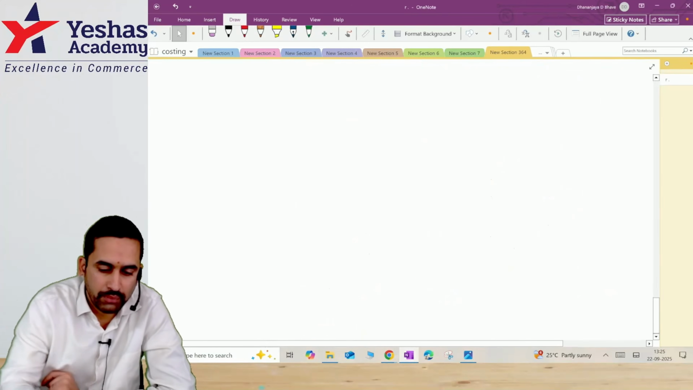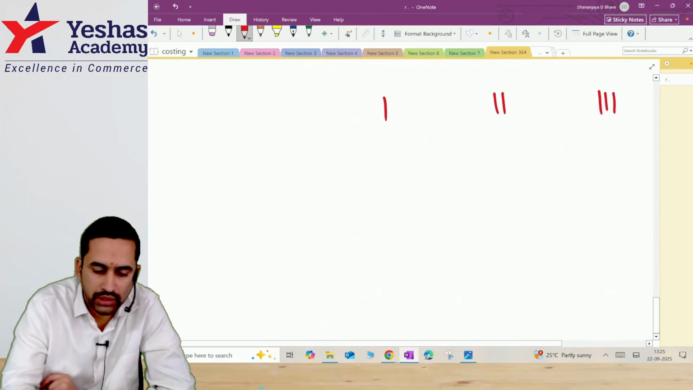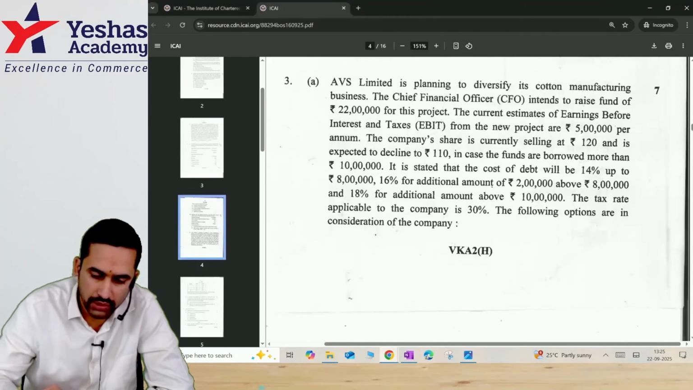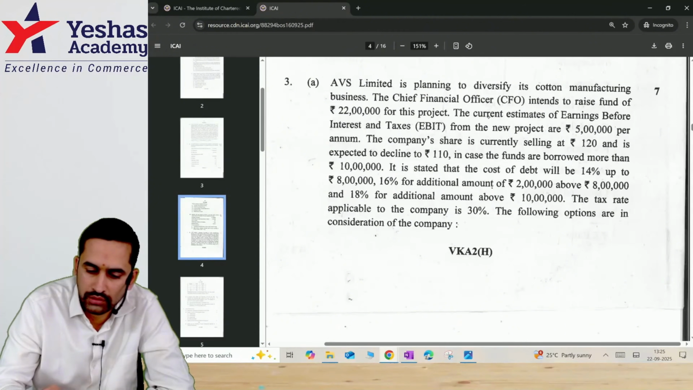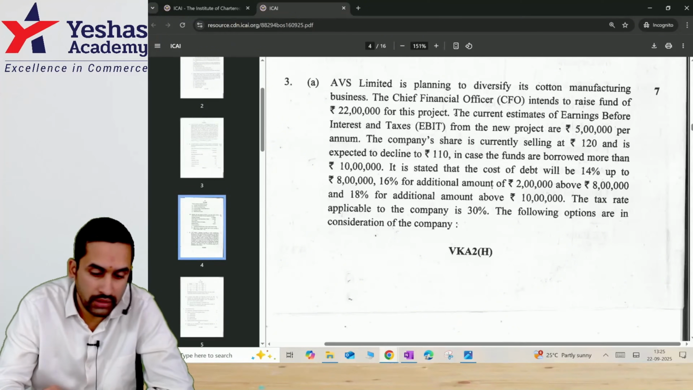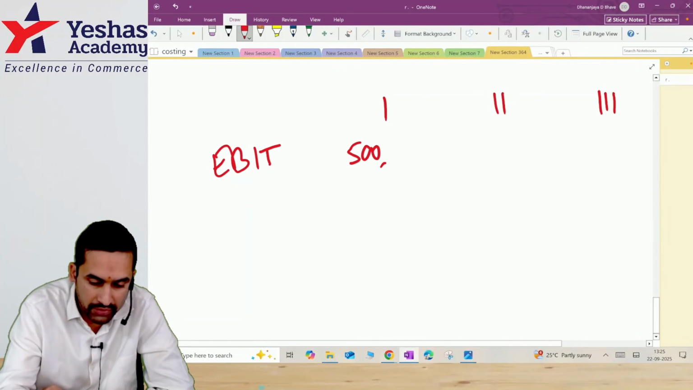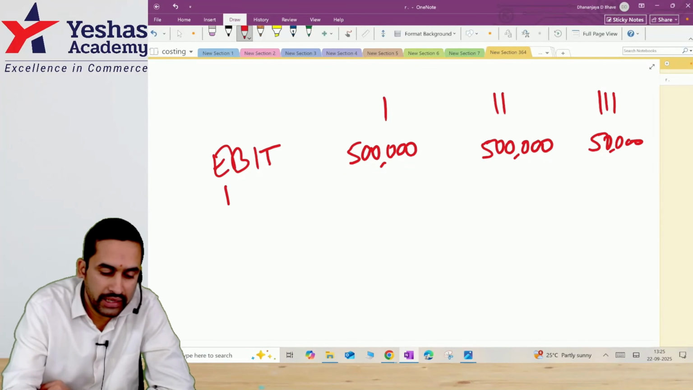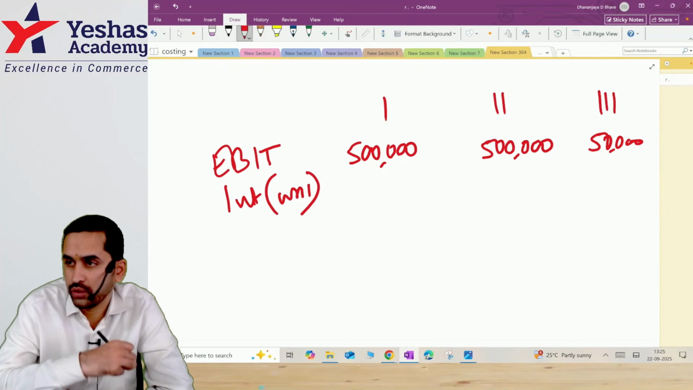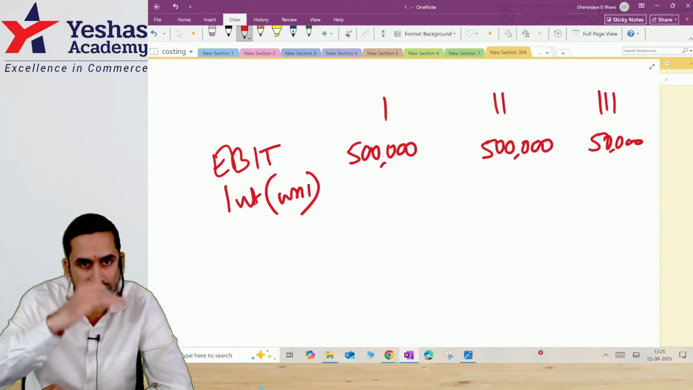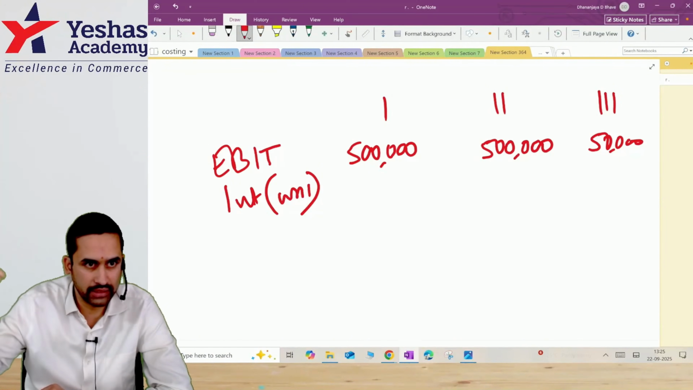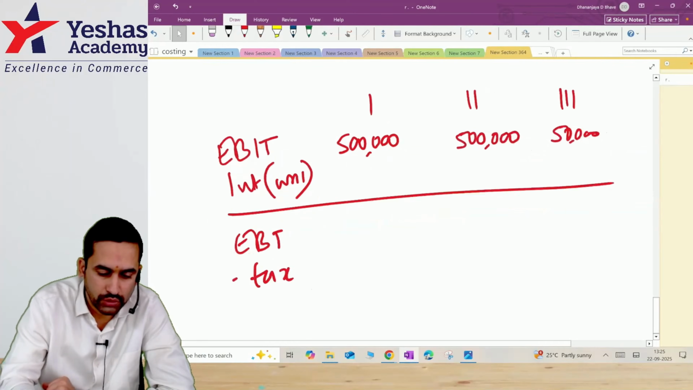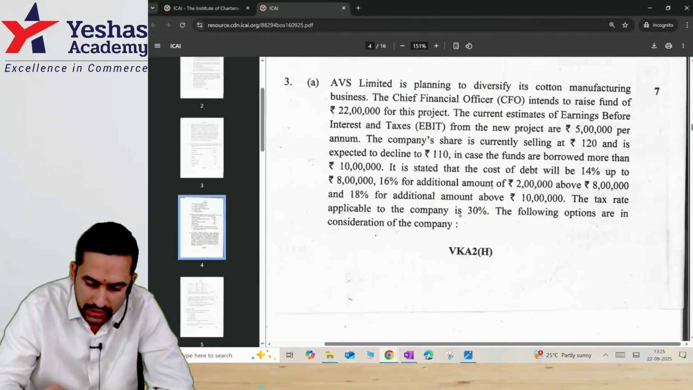Now for EPS computation, option 1, option 2, option 3, you need EBIT. Tell me, do we have the EBIT in the question? Here, third line, the current, 5 lakh rupee. Can I write this everywhere? Yes, this won't change. After this, interest, we will have to do working note, because how much debt, accordingly your slab wise calculation is to be done. Then you reach EBT. Do we have tax rate in the question? You saw it was at the end, 30%.